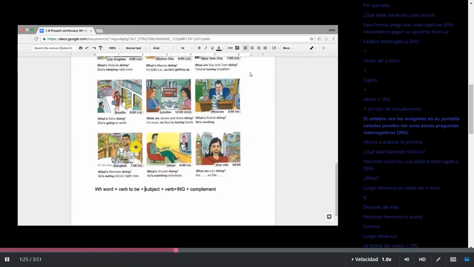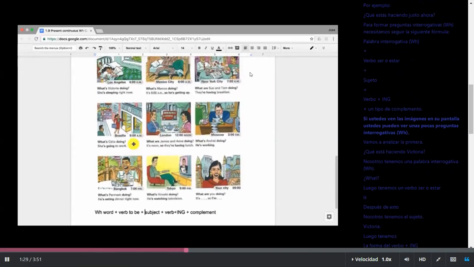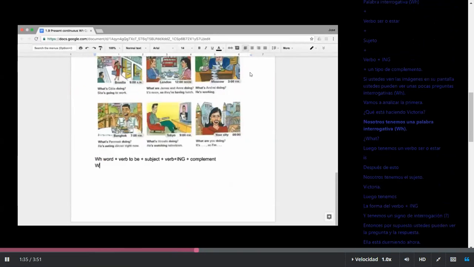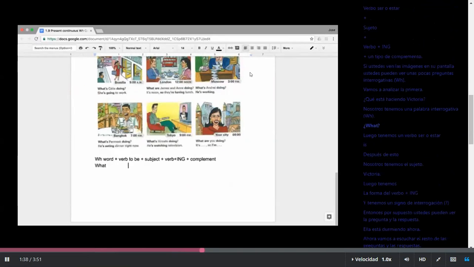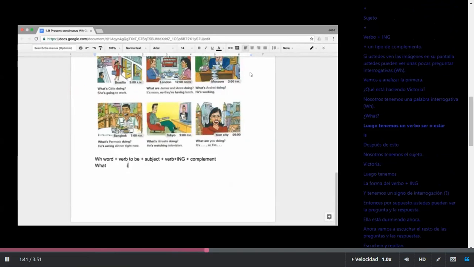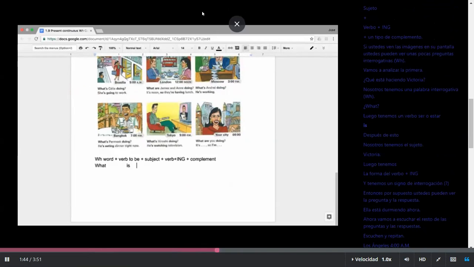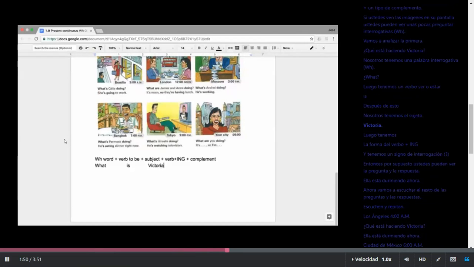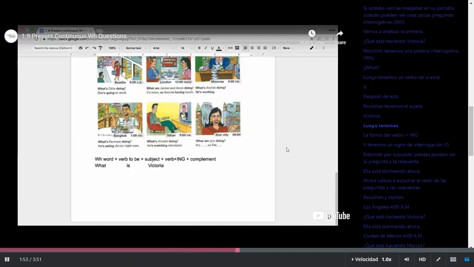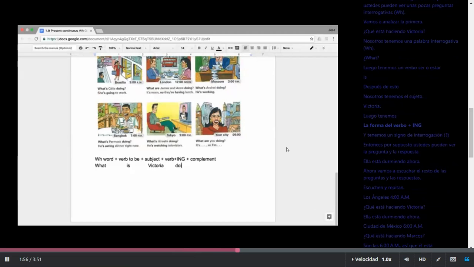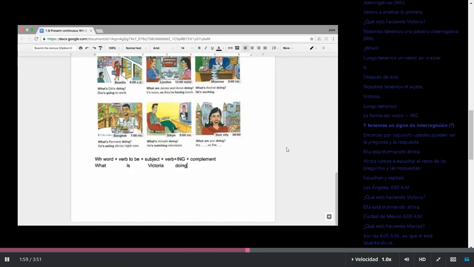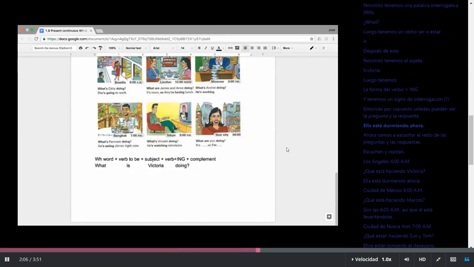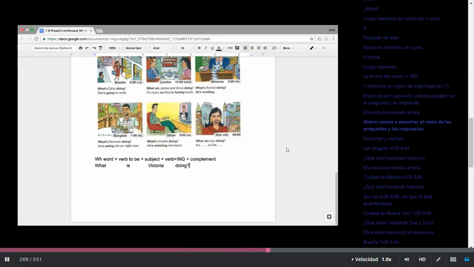If we look at the images on the screen, you can see a few WH questions. Let's analyze the first one. What's Victoria doing? We have a WH word, what. Then we have the verb to be, is. After that, we have the subject, Victoria. After that, we have the verb in its ing form. And then we have a question mark. Then, of course, you can see the question being answered. She's sleeping now. Now, we're going to listen to the rest of the questions and answers.